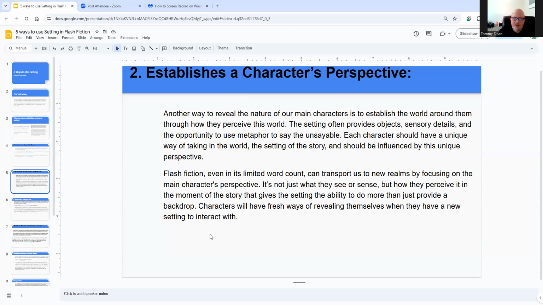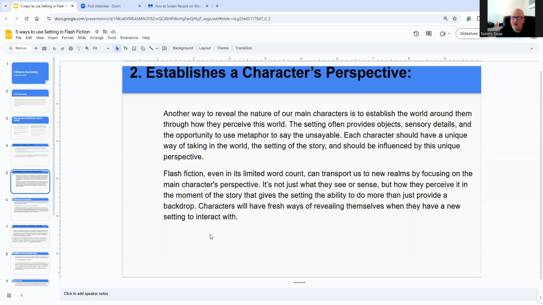Flash fiction, even in its limited word count, can transport us to new realms by focusing on the main character's perspective. It's not just what they see or sense, but how they perceive it in the moment of the story that gives the setting the ability to do more than just provide a backdrop. Our characters are not just cameras on a wall. They are interacting and reacting with the things that are around them. Characters, objects, setting. Characters will have fresh ways of revealing themselves when they have a new setting to interact with.